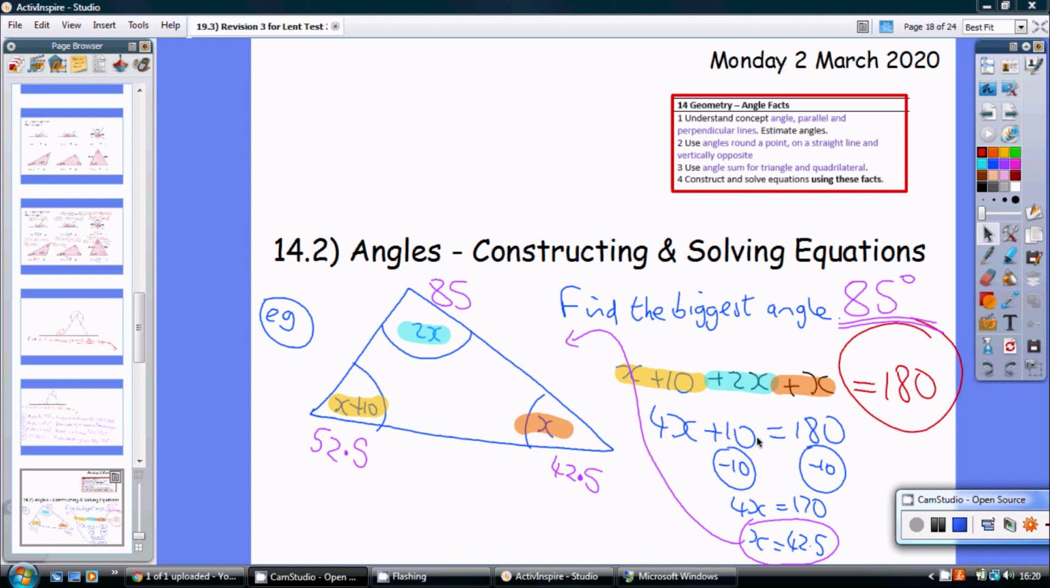And now we can solve this. So take away 10 from both sides, divide by 4, and we can work out that x is 42.5. And then because x is 42.5, we can go back and work out the three angles. So this is just x, that's just 42.5. This is that x, 42.5, add 10, so 52.5. And this is two lots of x, which is 85.